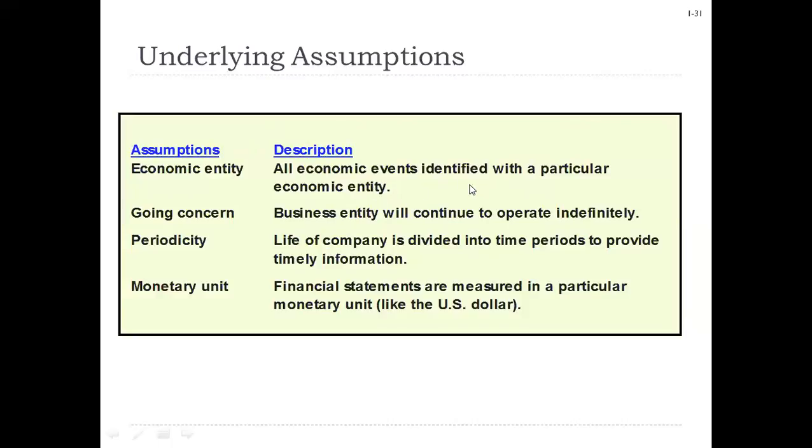So for example, if I run a business, I need to keep my personal economic events separate from my business's economic events in order to get a clear-cut picture of the financial condition of my business and of me personally. Those have to be kept separate. So that's what the economic entity assumption is assuming, that different economic entities are kept track of separately.